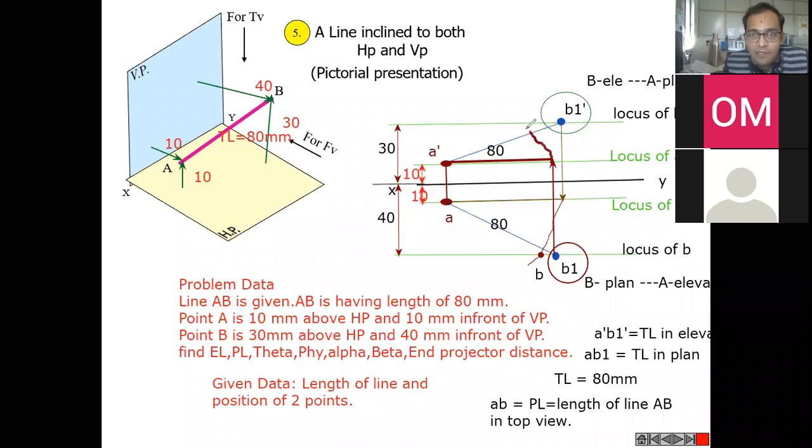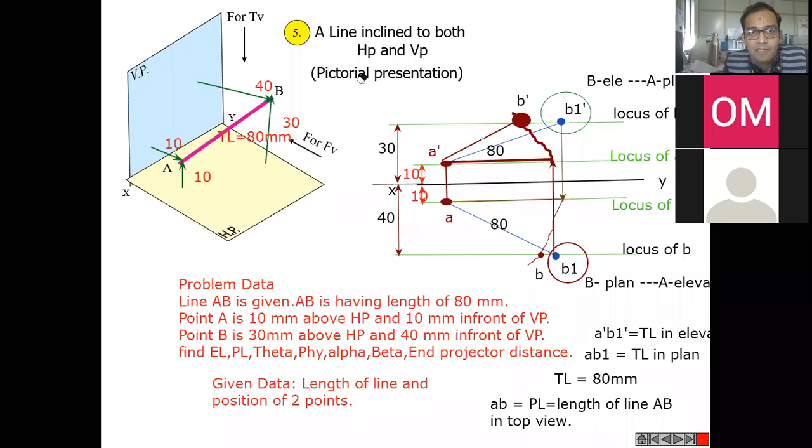the locus of B dash, and wherever it intersects the locus of B dash, that point is going to be called B dash, and we need to join A dash and B dash. After joining them, we need to measure each and every parameter.